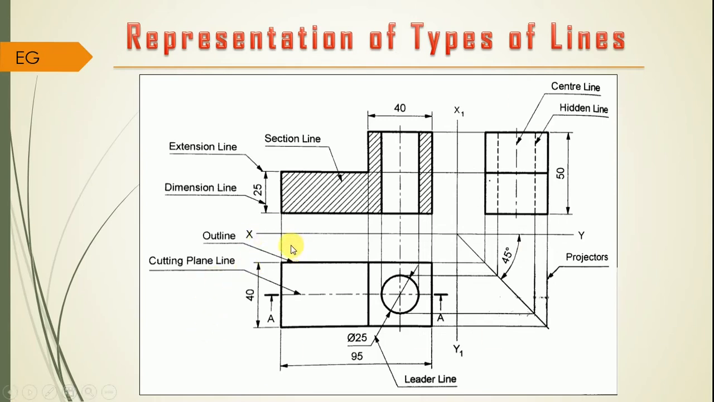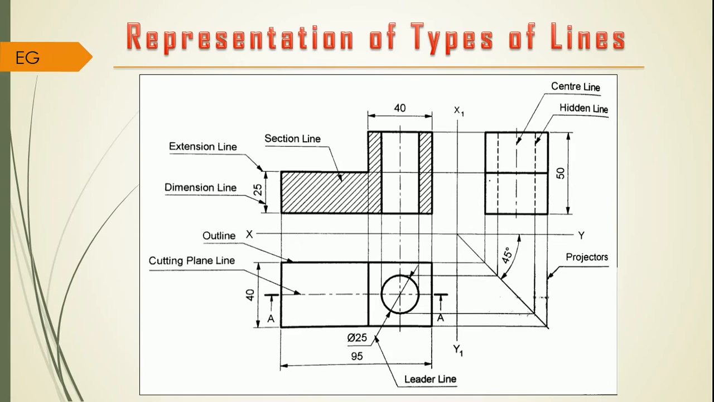So here you found, at first, the border, or say the outline of an object. It is actually the front view, this is the top view, and this is the side view of a particular object. All these outlines of an object in its front, top and side views are shown with the continuous visible line, or continuous thick line, with a thickness of usually 0.5 mm. So this is the outline of an object, shown with that continuous thick line with the thickness of 0.5 mm.